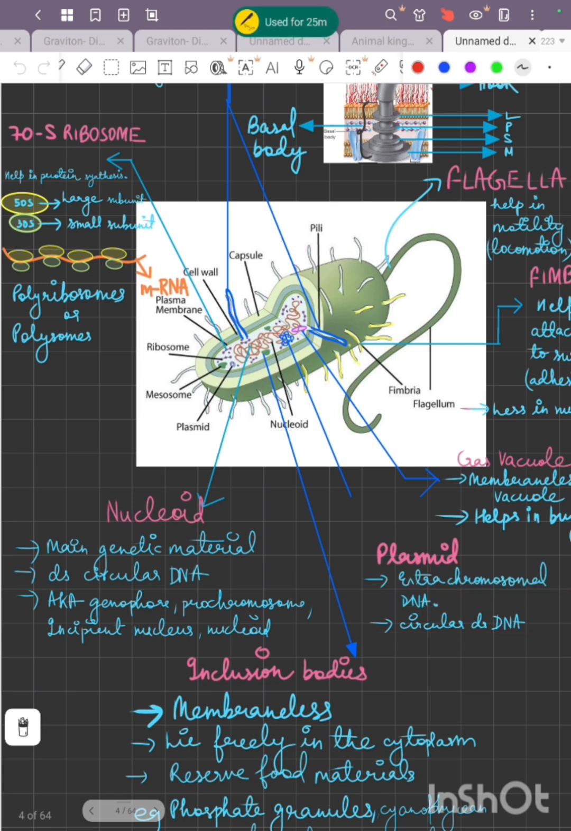I hope that made sense. So plasmid is the extra chromosomal DNA, which is again circular double-stranded. Now it confers certain special characteristics to the bacteria like antibiotic resistance or fertility genes, all of that.